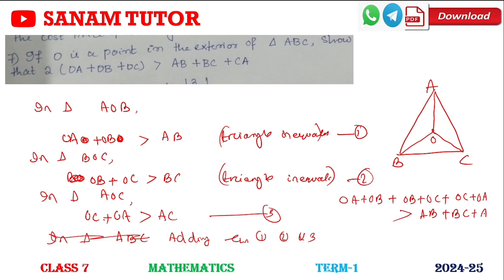Any doubt? So now we can write here 2 OA. So 2 into OA plus OB plus OC, because there are 2 OA, 2 OB and 2 OC. So if we take common 2, the remaining are OA, OB and OC greater than AB plus BC plus AC or CA. So now we can write, this is completed, proved.